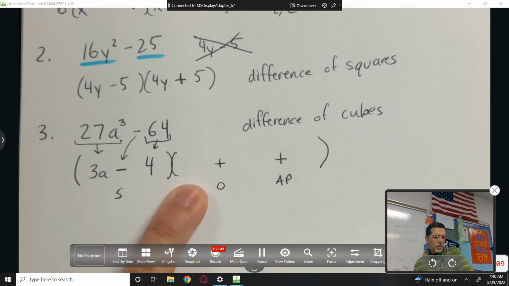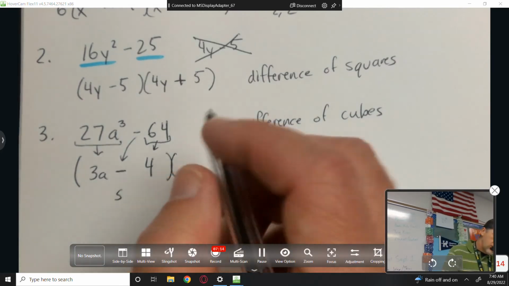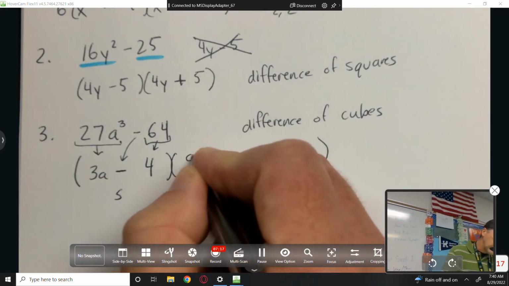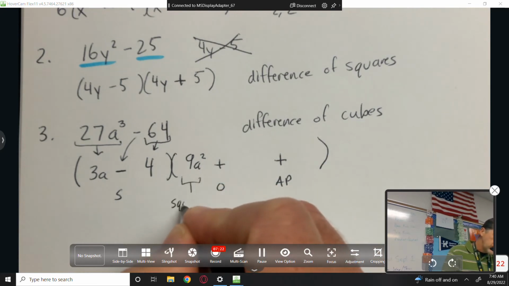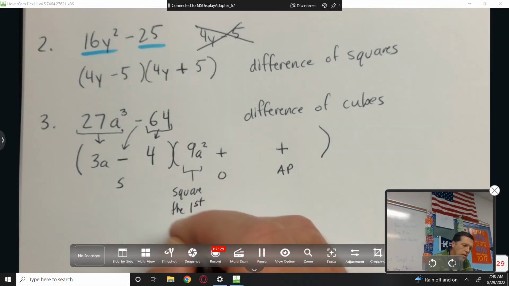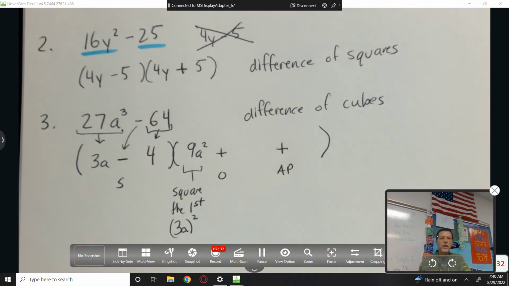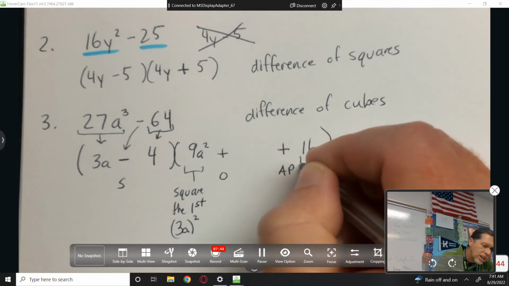All right, in the first blank, we will square the first term. So make sure you square all of it. 9a squared. Square the first term. So 3a squared. And then I skip the middle one. I get to the end one because the end one is kind of the same thing. We're going to square the second term. So 16.